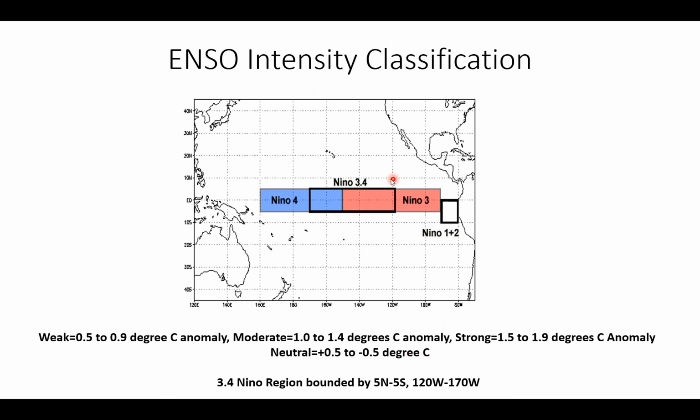And then generally, this is the Nino 3.4 region, this rectangular box here. And this is what NOAA uses to determine what the water temperature anomalies are in this area, this Nino 3.4 region. And do we have an El Nino, a La Nina, or ENSO neutral conditions?